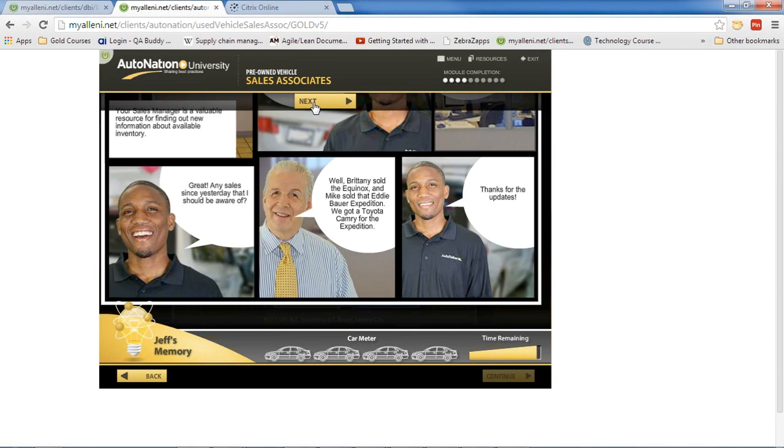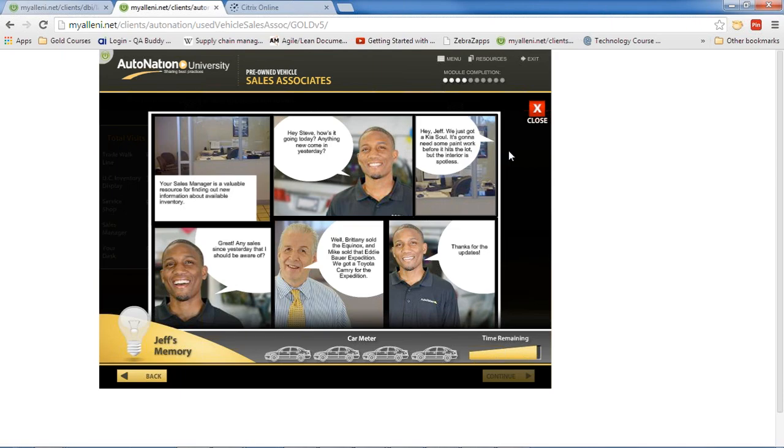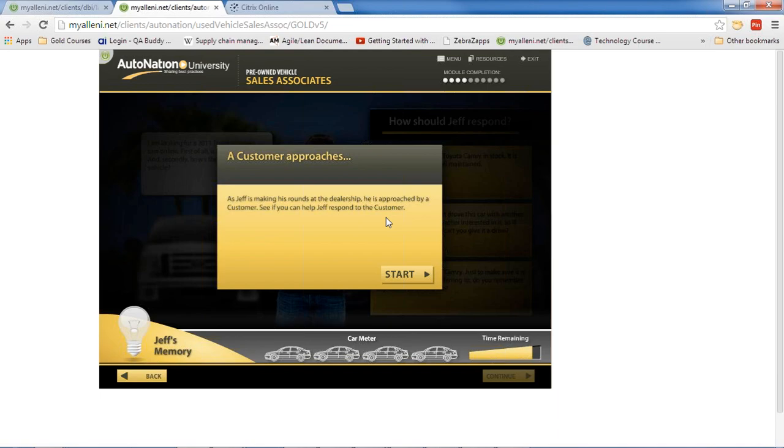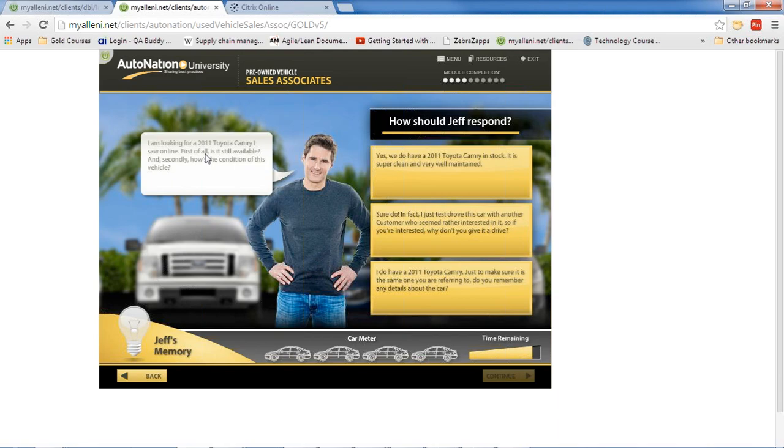In this course, they wanted AutoNation employees to know that there are a number of different ways they can learn about the used vehicle inventory they have on hand to sell. Part of the performance problem was that the used vehicle sales associates were simply not aware of all of the used inventory on hand. A customer would come in and say, I'm looking for a minivan to replace my SUV. Do you have something you might recommend for me?